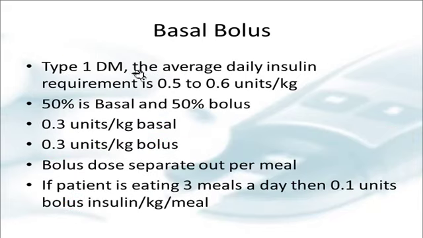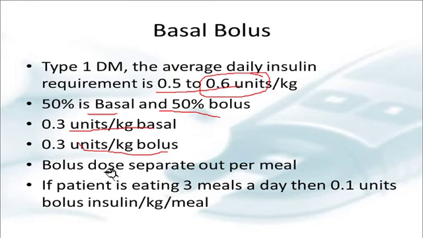Now, in type 1 diabetics, the average daily dosing insulin requirement for basal bolus insulin doses is roughly 0.5 to 0.6 units per kilogram. In South Africa, we mostly use 0.6 units per kilogram. Remember that 50% of this has to be basal and 50% of this has to be bolus, which means that 0.3 units per kilogram is basal and 0.3 units per kilogram is bolus. And of course, bolus doses must be separated out between every meal.